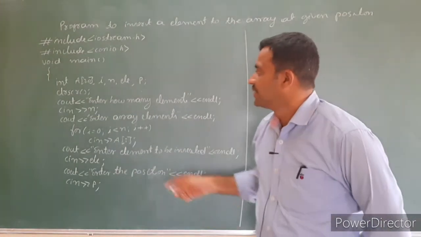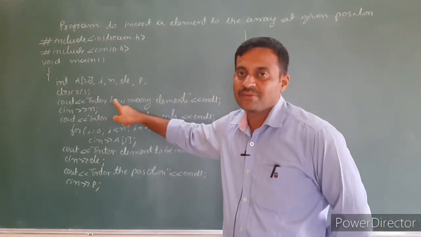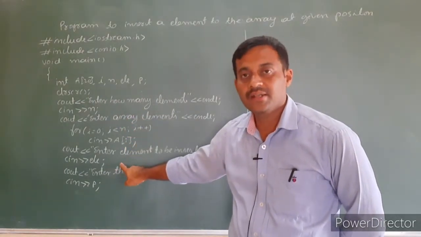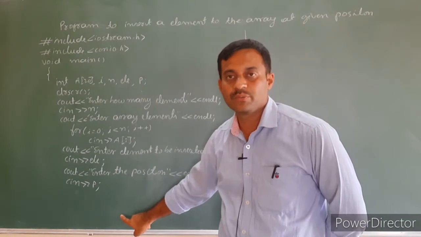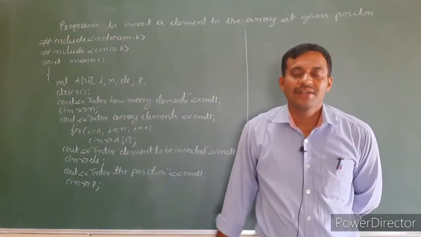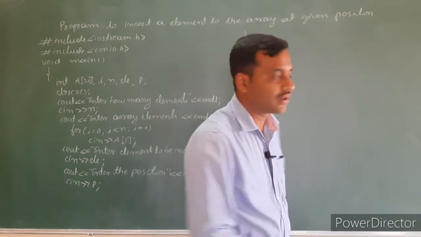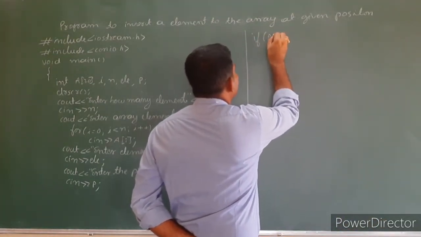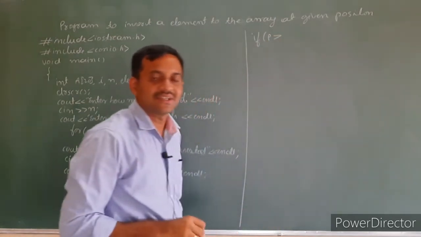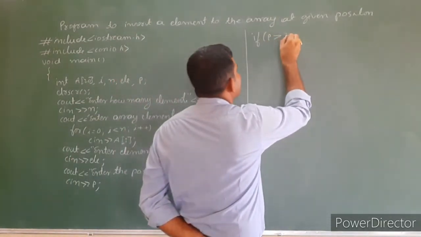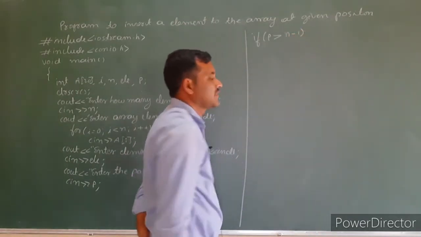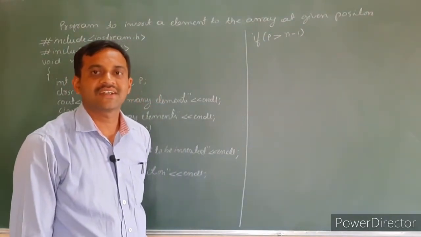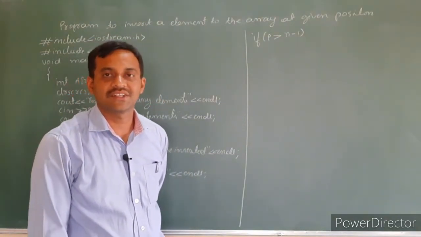What we have done here? We have declared local variables. After that, we read the number of elements, read the array elements, also read the inserting element, and also read the position to be inserted. Then verify if the position is valid or not. How to verify? If the given position is greater than n minus 1, or also we verify if the given position is greater than n, then the insertion is not possible.